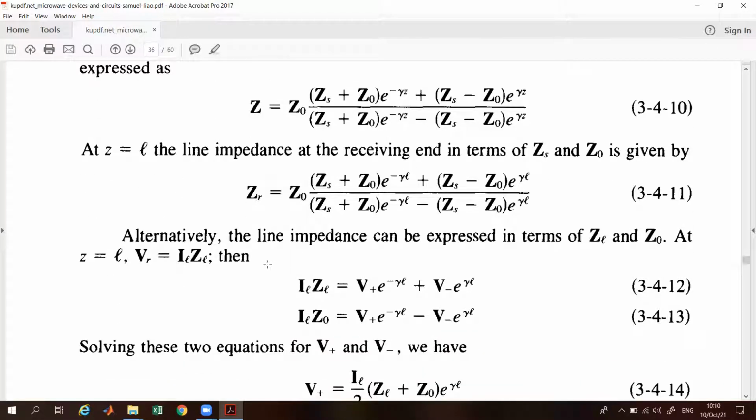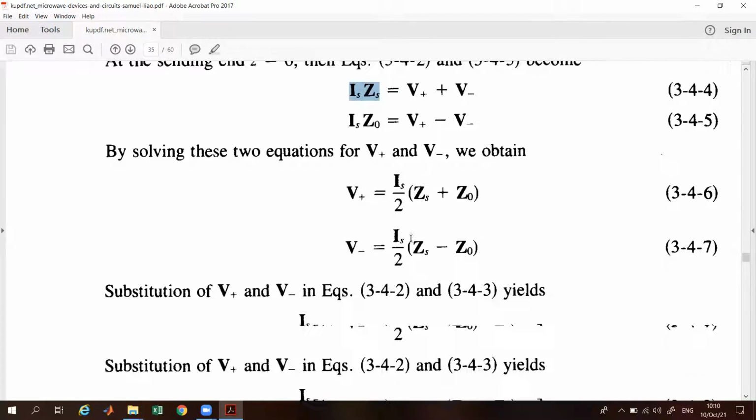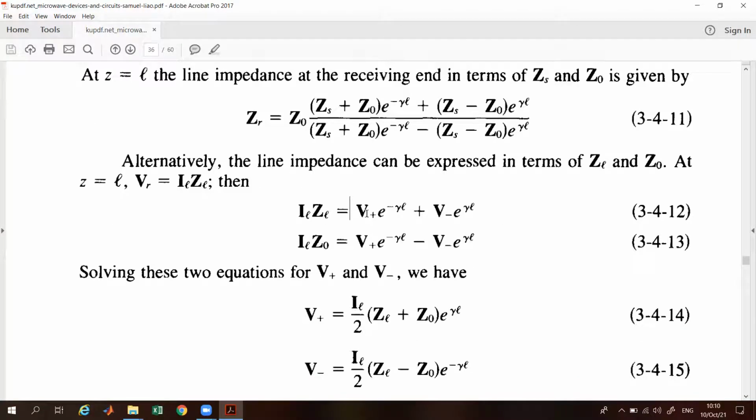Alternatively, if we are calculating everything with respect to ZL and Z naught at Z equals L, then we have VR equals IL into ZL. We are doing this now, changing this equation with respect to this. It will be equal to V plus e raised to the power minus gamma L plus V minus e raised to the power plus gamma L. And with respect to the characteristic impedance, the voltage will be IL Z naught equals V plus e raised to the power, because at the characteristic impedance at length L, you have to consider that the wave is reflected also.